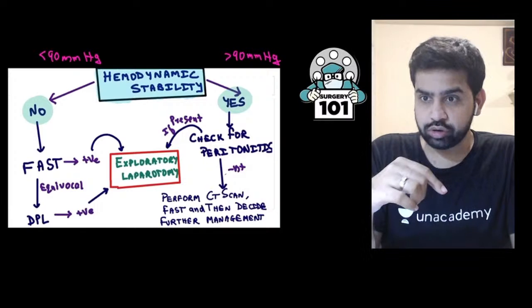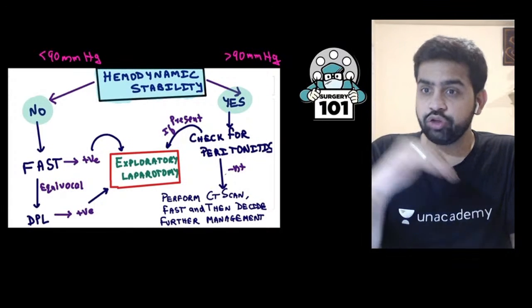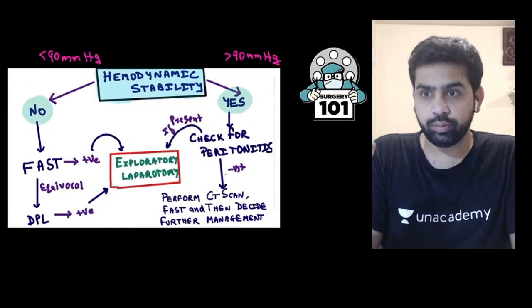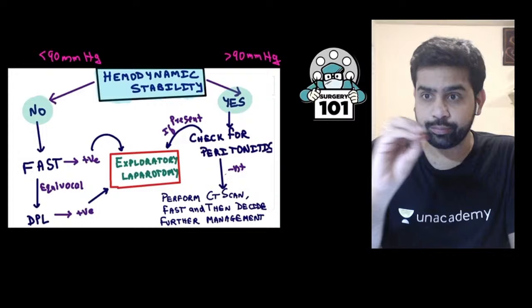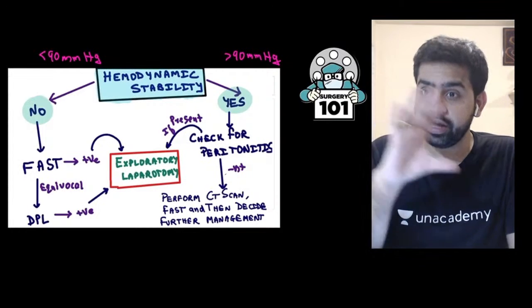If you perform a diagnostic peritoneal lavage and it comes out to be positive, you straight away go in for an exploratory laparotomy. Are you able to understand this point? So yeah, this is the management protocol for blunt abdominal trauma if the patient is hemodynamically unstable.